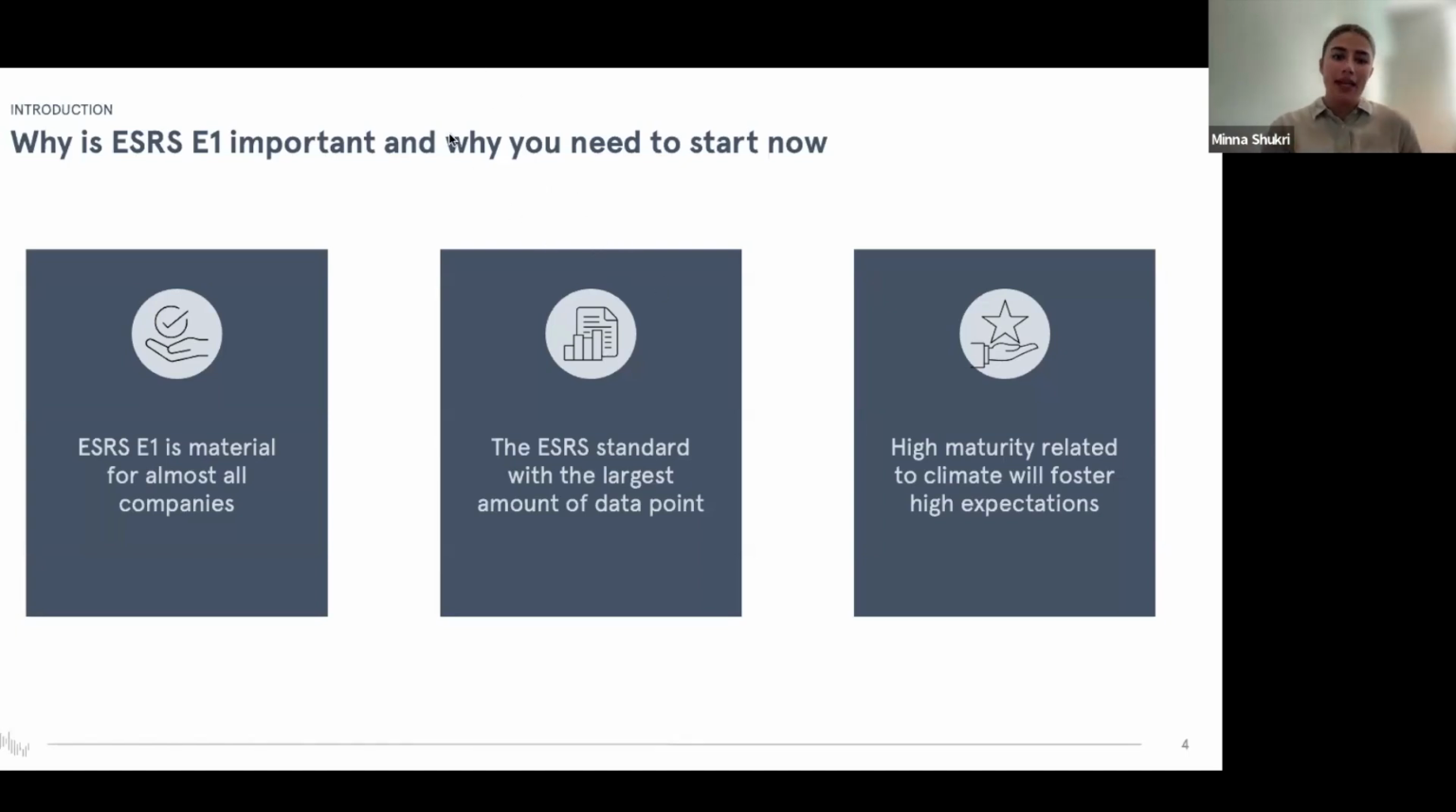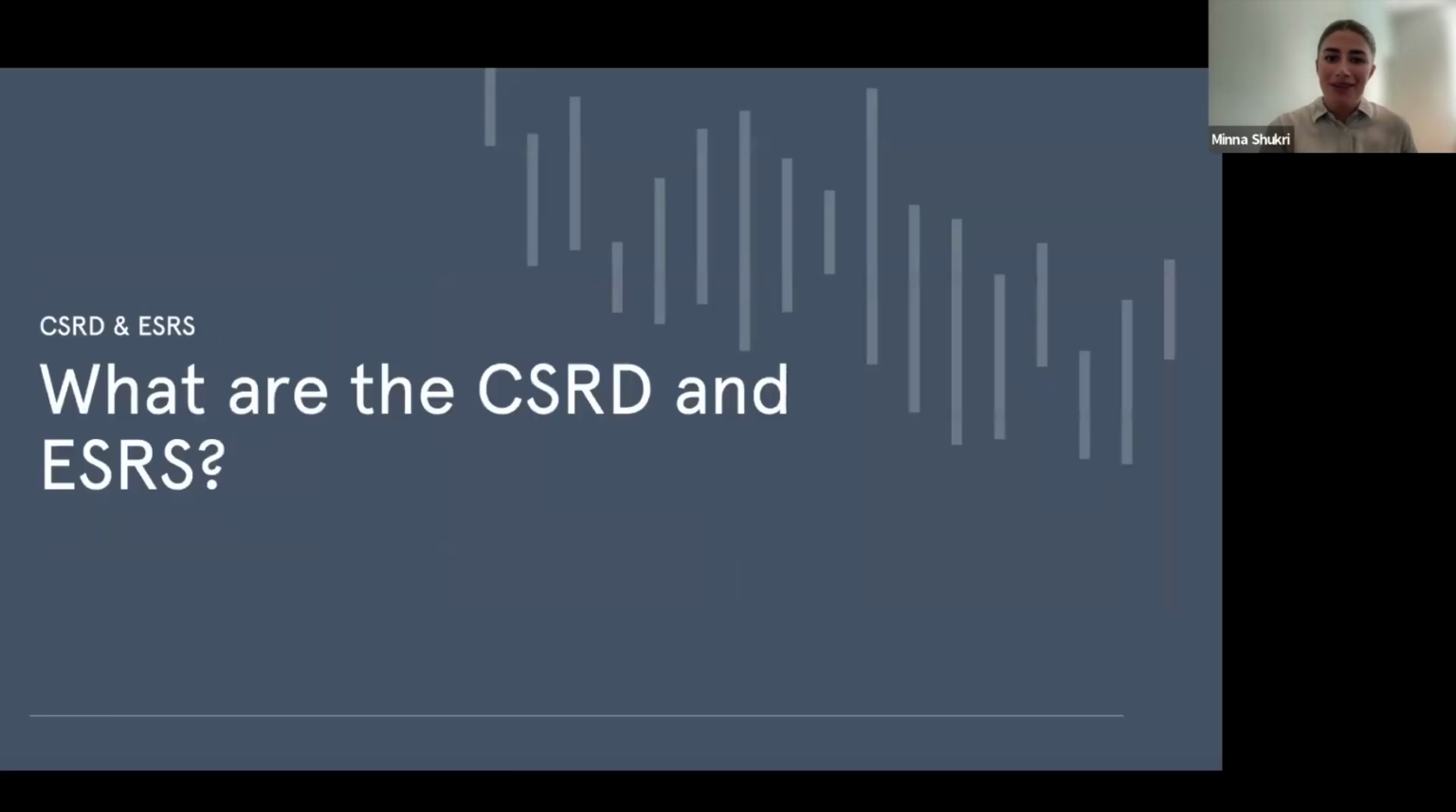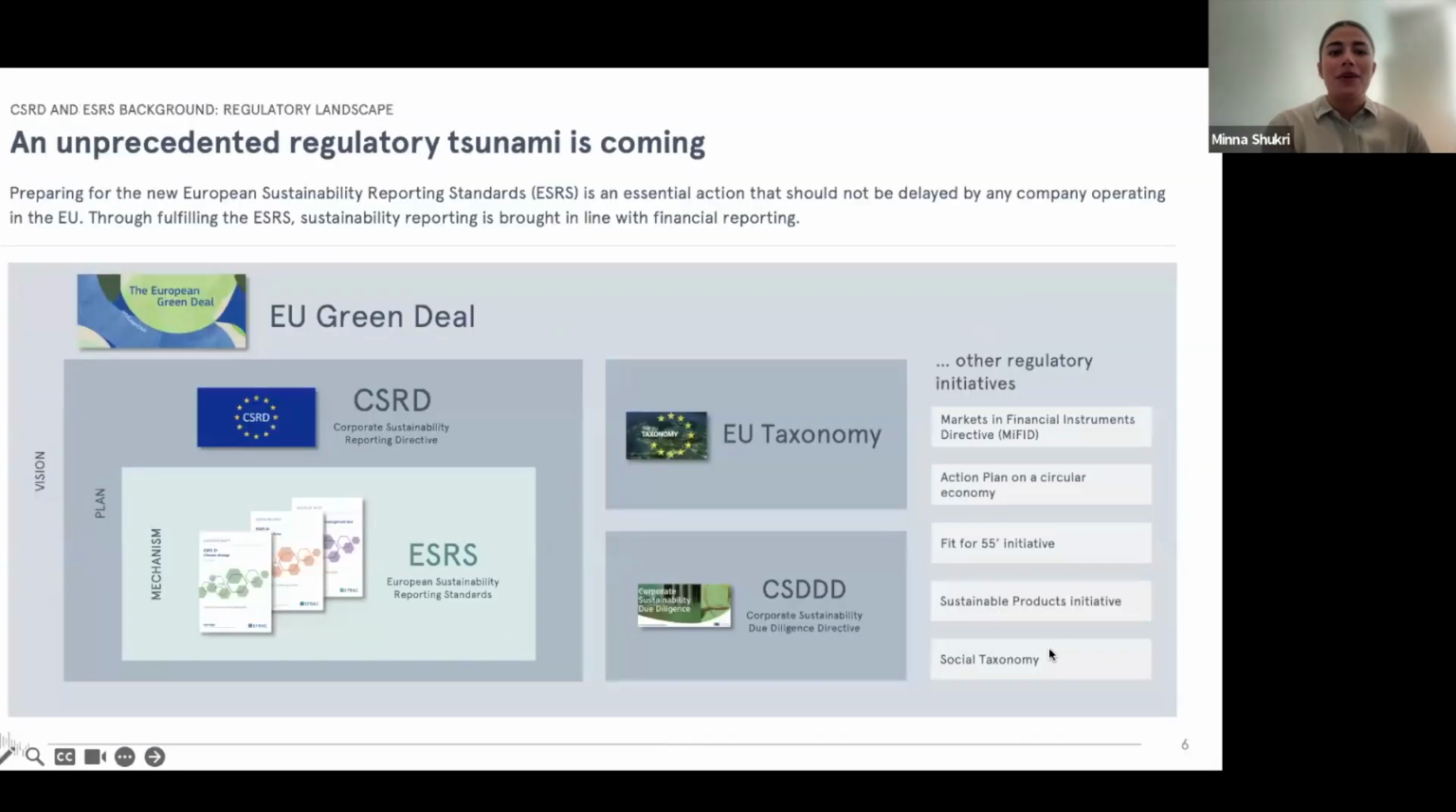Let's just create a common ground. What is the CSRD and the ESRS? So the CSRD is one of the new directives coming from the EU, and it's a part of the European Green Deal, what we here at Nordic Sustainability call an unprecedented regulatory tsunami. It has the ambition of making Europe the first climate neutral continent in the world. And within the CSRD, we have the ESRS, which is a standardized framework of how to comply with this new directive.